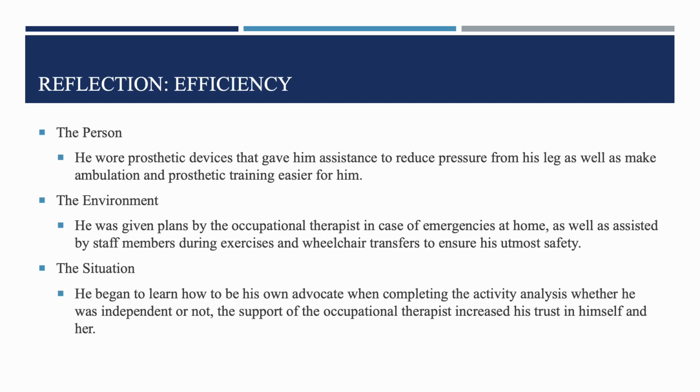Reflecting on efficiency, for the person, he wore the prosthetic devices that gave him assistance to reduce pressure from his leg, as well as make ambulation and prosthetic training easier for him. For the environment, he was given plans by the occupational therapist in cases of emergency at home, as well as assisted by staff members during exercises and wheelchair transfers to ensure his utmost safety. For the situation, he began to learn how to be his own advocate when completing the activity analysis. Whether he was independent or not, the support of the occupational therapist increased his trust in himself and her.